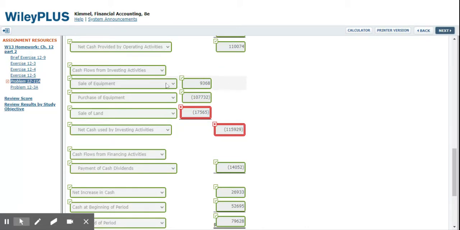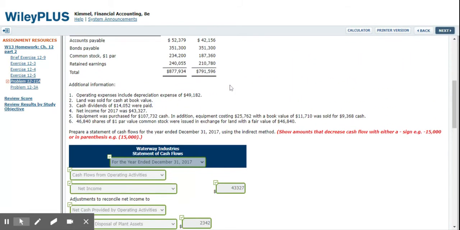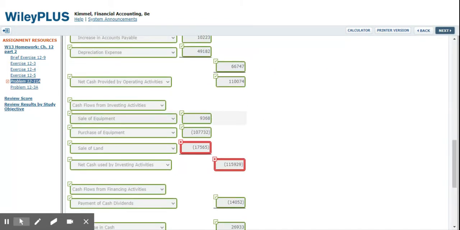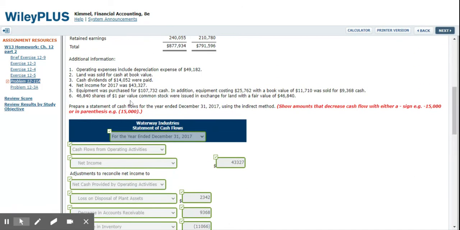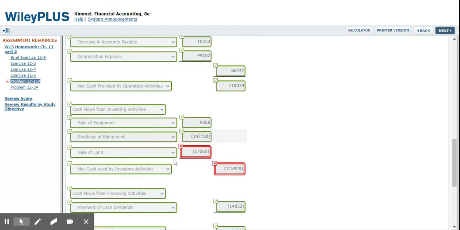And in this one, there's the sales of equipment, and that's given up here. And it says that equipment sold for 9,368, and then the purchase of equipment was also in that same bullet number 5, and that tells you how much they purchased it for in cash. And then sales of land.